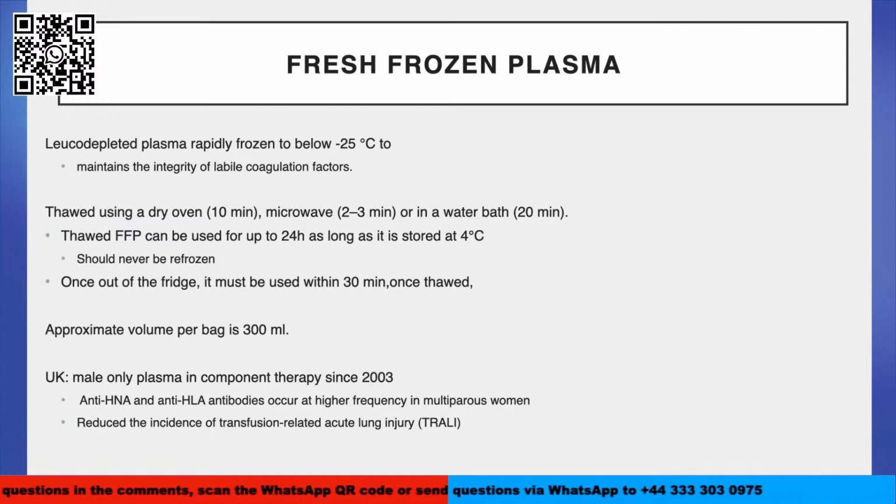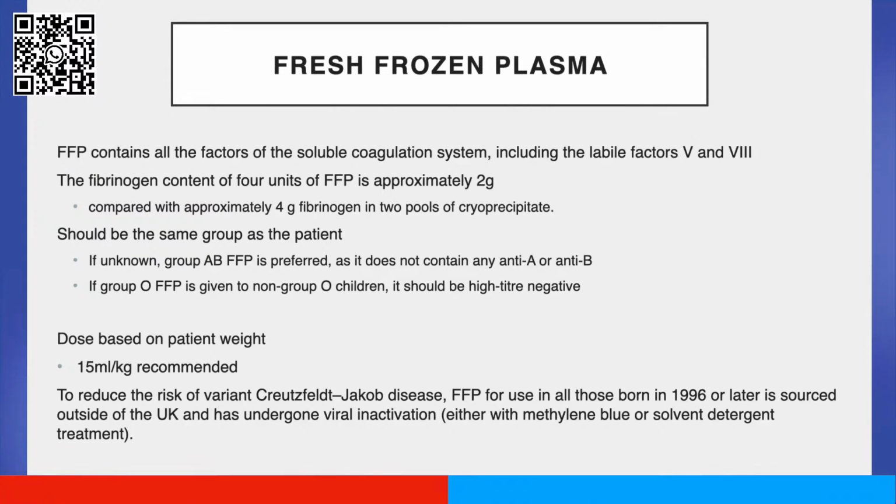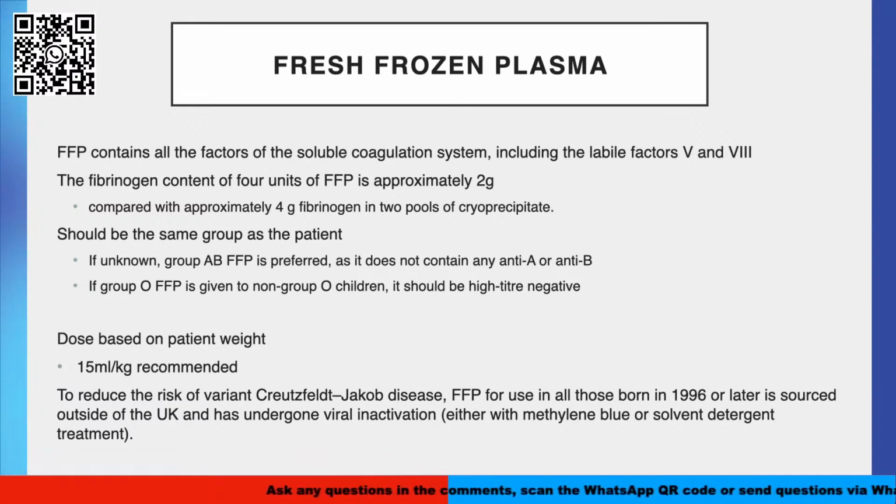In the UK it's male-only plasma donation, and this is to reduce the incidence of transfusion-related acute lung injury, and I'll go on to talk a little bit more about this later. Fresh frozen plasma contains all the factors of the soluble coagulation system, and this includes labile factors 5 and 8. The fibrinogen content of 4 units of fresh frozen plasma is roughly 2 grams, and this is compared to 4 grams of fibrinogen in 2 pools of cryoprecipitate.